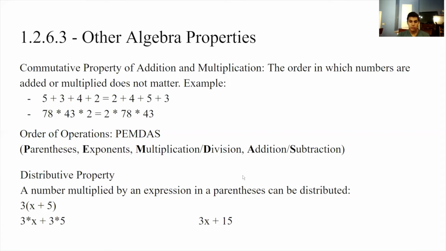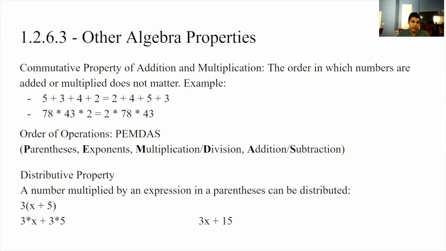And then the final rule, which is super important, is the distributive property. The distributive property says that a number multiplied by an expression in parentheses can be distributed, which is a little bit confusing, but what that means is, for example, if I had x plus 5, an expression in parentheses in the example below, and you're multiplying it by 3. When you have 3 right next to the parentheses, it means you're multiplying it by whatever's in the parentheses.